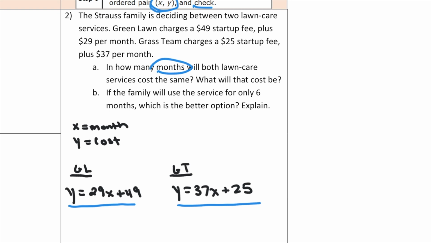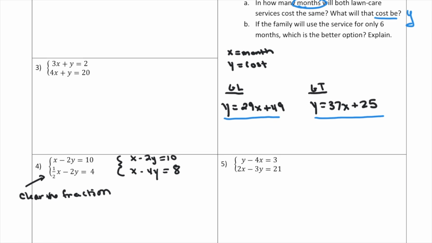In how many months will the services cost the same? That's finding your x value. What will that cost be? We're going to search for the y value, and then answer question B.